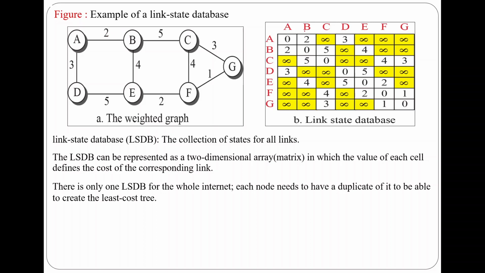B to A, the same story. Like that we can fill the link state database. This is the link state database. This will be present initially, but every time it keeps updating. As we discussed in the distance vector algorithm, every infinity value will be replaced with the minimum path value.